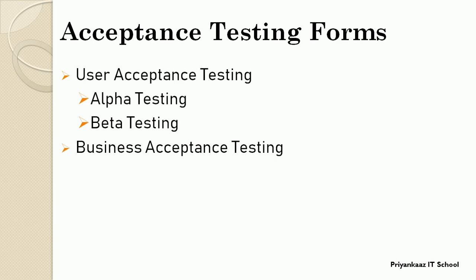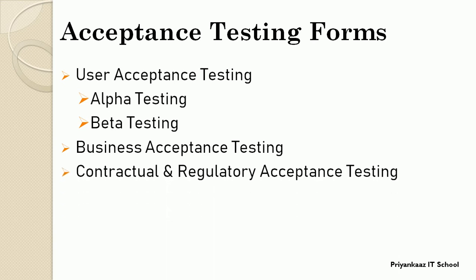Now the third form is contractual and regulatory acceptance testing. To improve business, contracts and regulations should be followed by both parties. Here there is a contract between the customer and the IT company. When both agree to the contract, the acceptance criteria are defined. So contractual acceptance testing and regulatory acceptance testing are both important. What exactly does contractual acceptance testing mean?